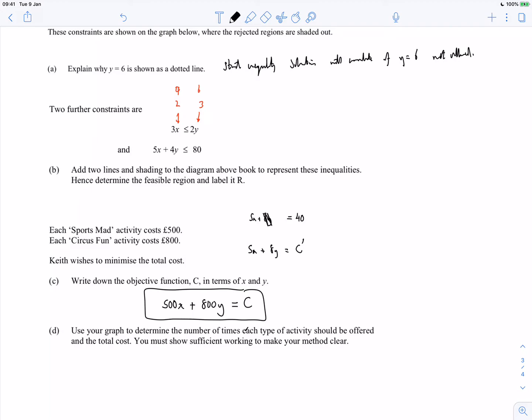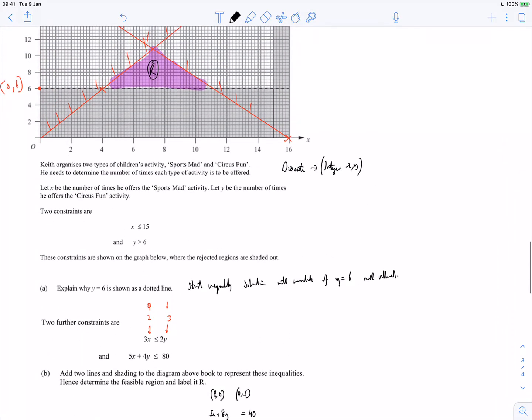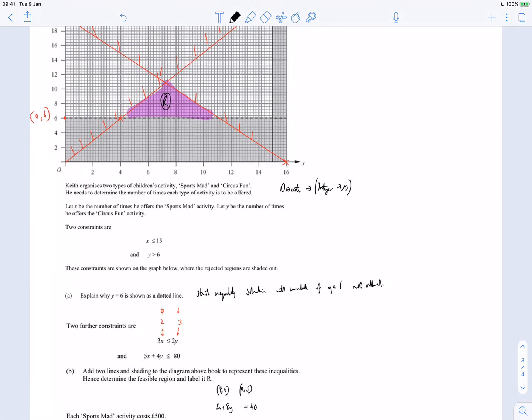So when y is 0, 5 lots of what is 40? Well, that's 8. So it's going to cross at 8, 0. And clearly it's going to cross at 0, 5. And I can scale these up. So instead of being 8, I can make it go through 6. Well, no, let's do that. So I've got through 8, and then 0, 5 is about here.